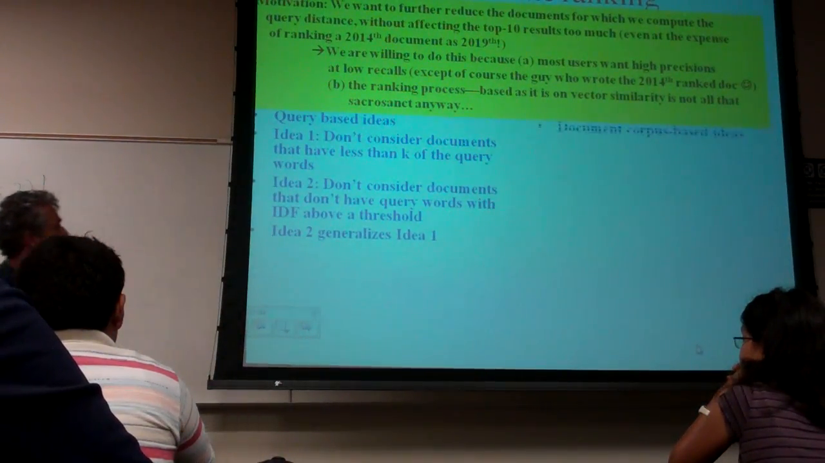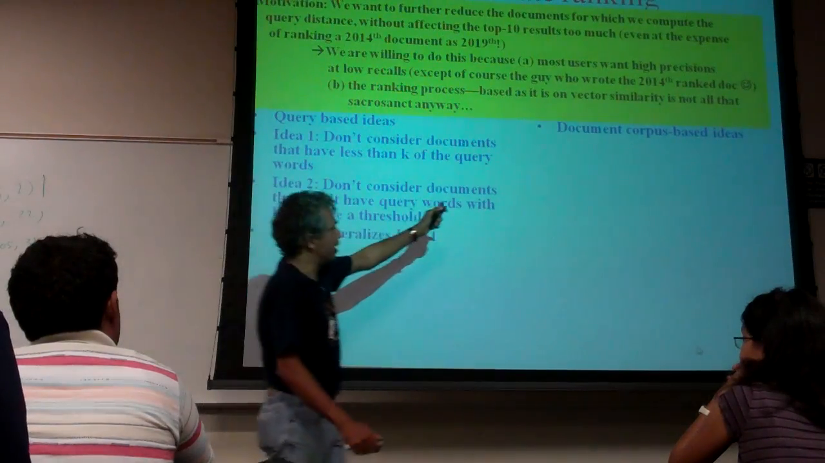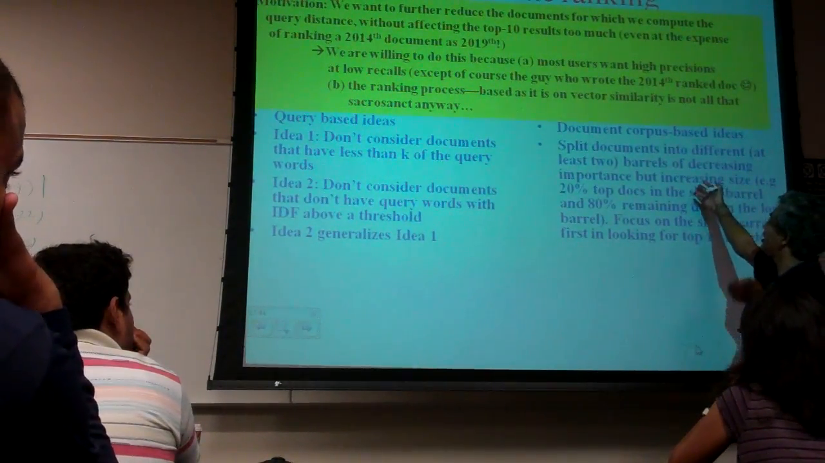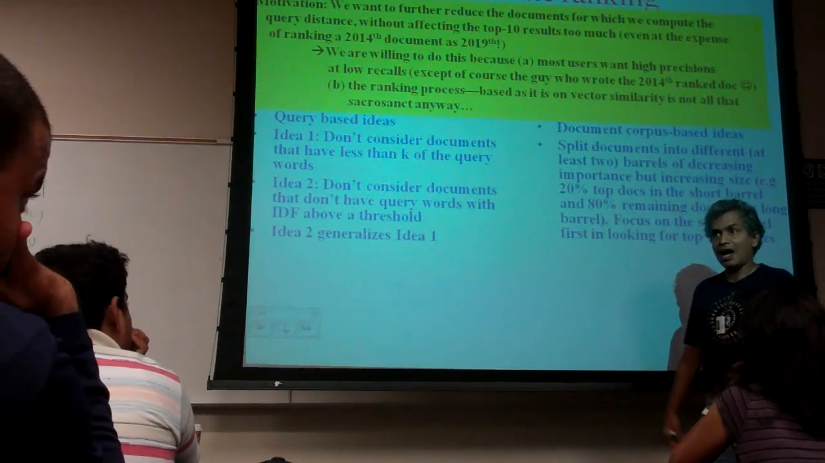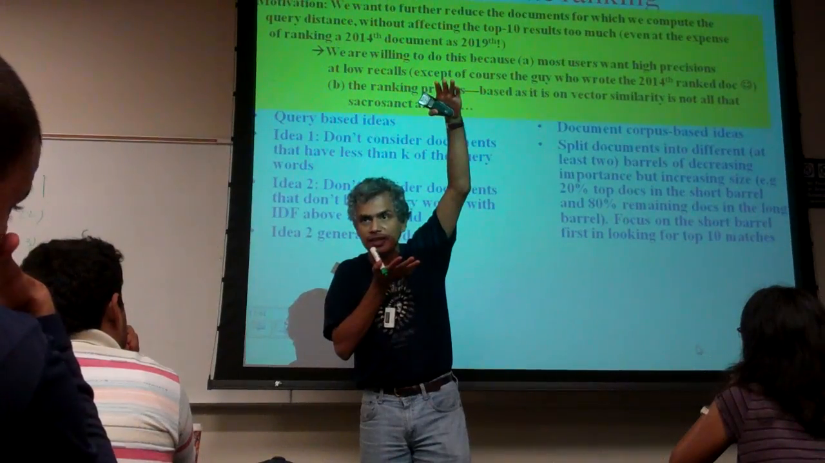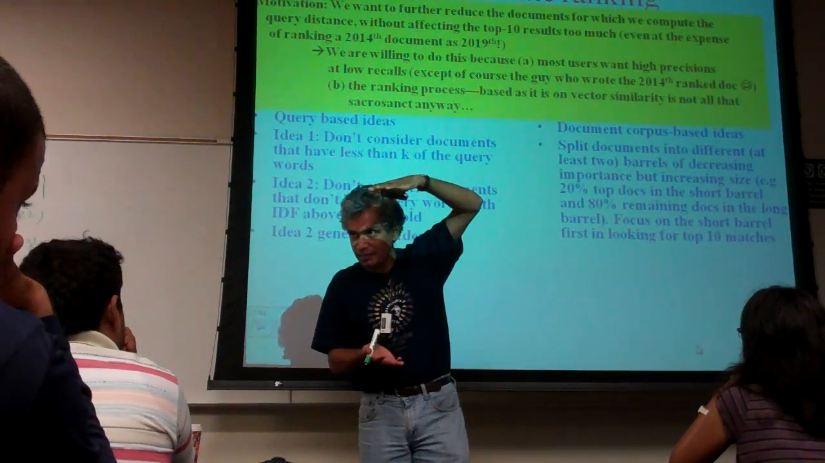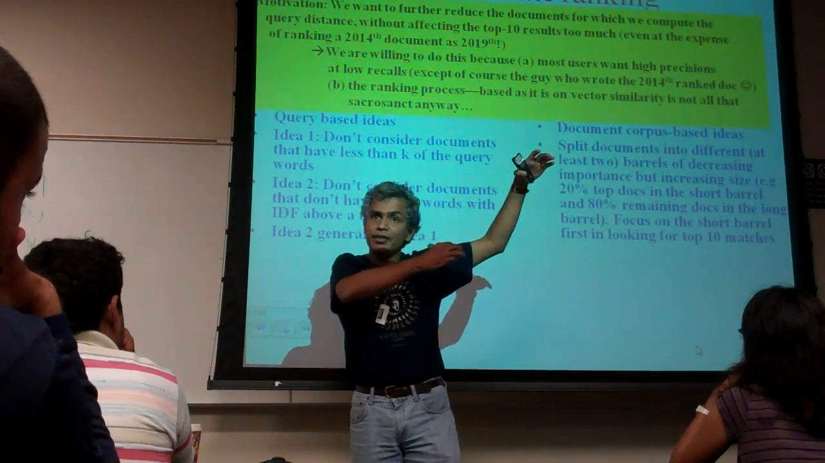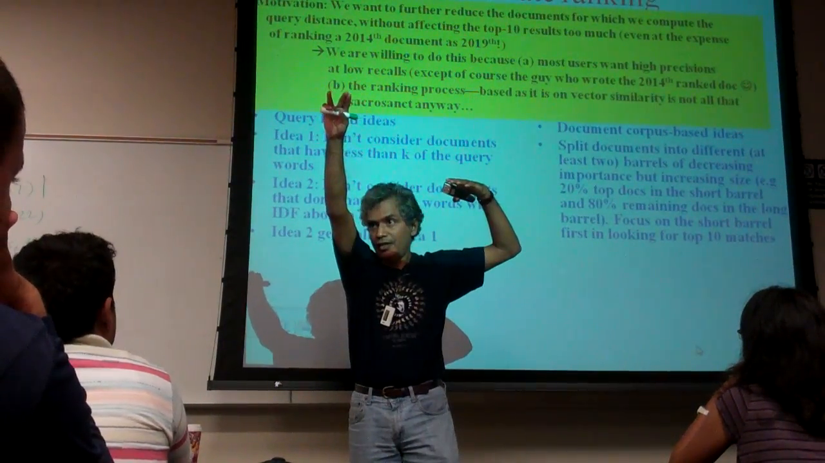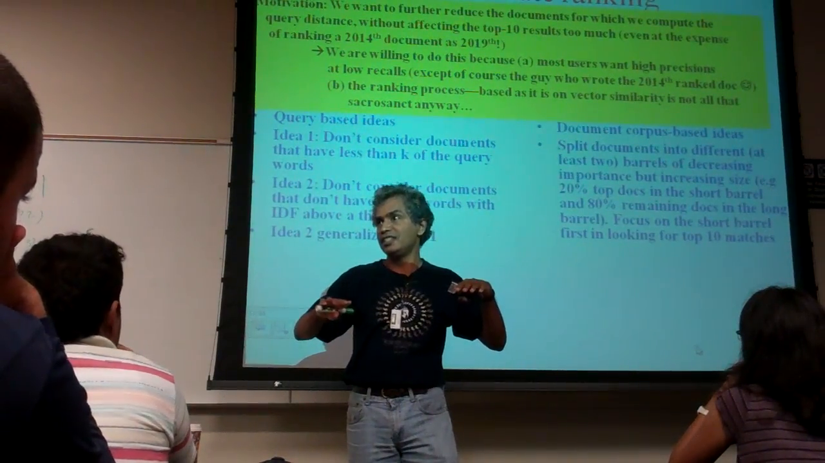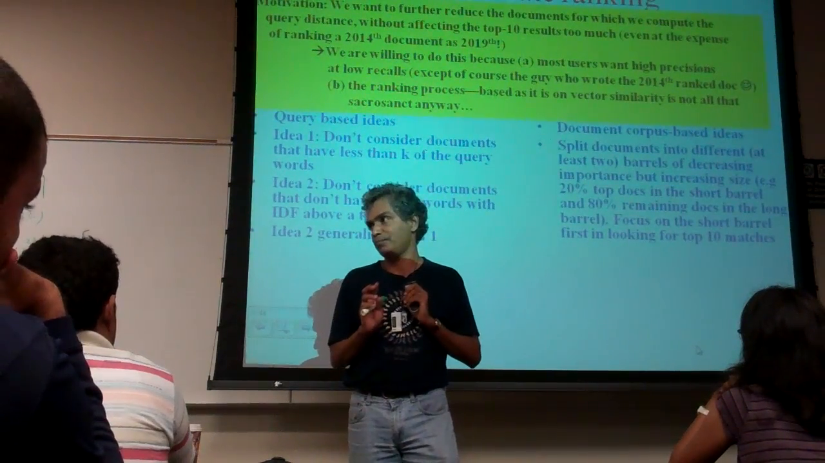Then the document corpus-based ideas are the following. Split the documents into k different barrels of relative importance. The first set of documents is the most important, the second set the second most important, the third set the third most important. Then first find the matches from the first barrel. If users are still hanging around, find the matches from the second barrel. If they're still hanging around, find matches from the third barrel.